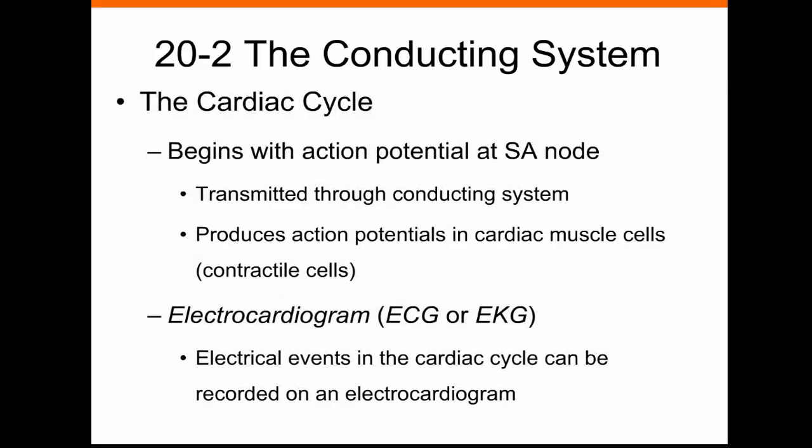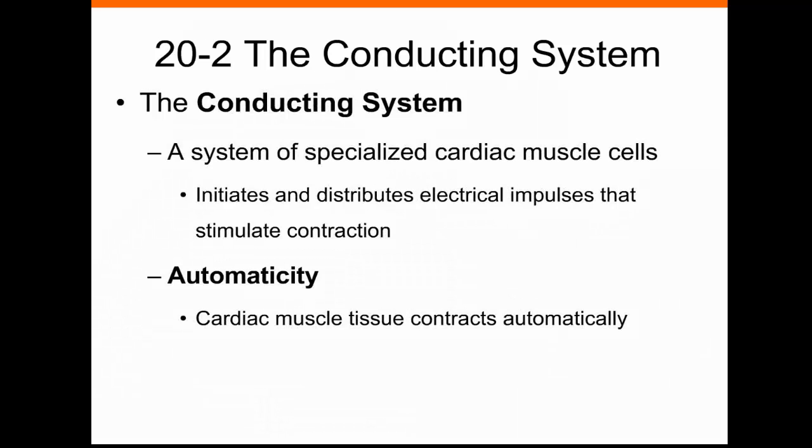The cardiac cycle begins with an action potential at the sinoatrial node, or the SA node, and this is transmitted through the conducting system, and it produces an action potential in cardiac muscle cells, the contractile cells. We as health professionals can monitor this cardiac cycle electronically by an ECG or an EKG. The electrical events of the cardiac cycle can be recorded, and diagnoses can be made based on that.